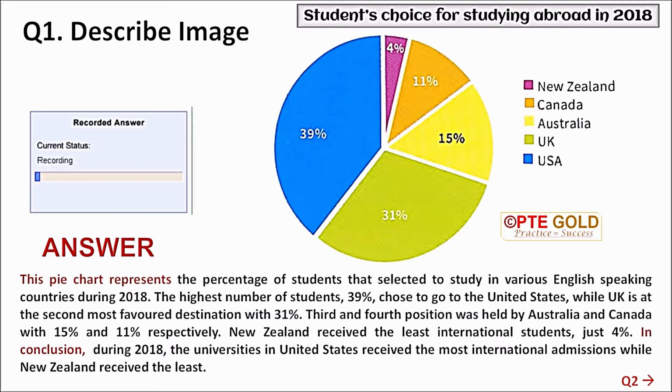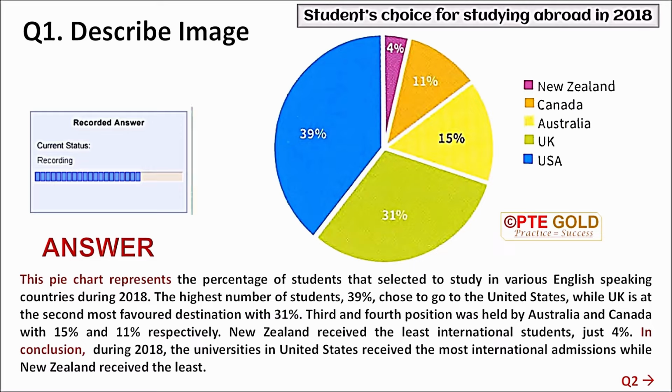This pie chart represents the percentage of students that selected to study in various English-speaking countries during 2018. The highest number of students, 39%, chose to go to the United States, while UK is at the second most favored destination with 31%. Third and fourth position was held by Australia and Canada with 15 and 11% respectively.